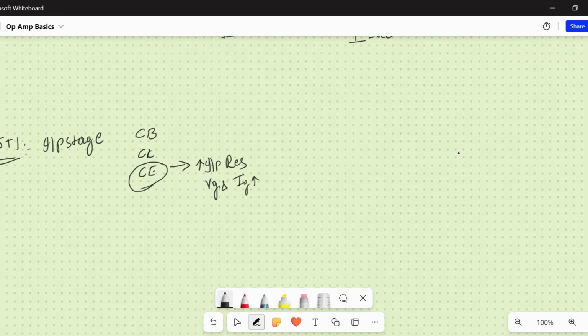We have to buy the ingredients, right? So which ingredients can I buy now? In order to construct the op-amp, I have to buy this common emitter configuration. So how does the common emitter configuration look like? The common emitter configuration looks like this.